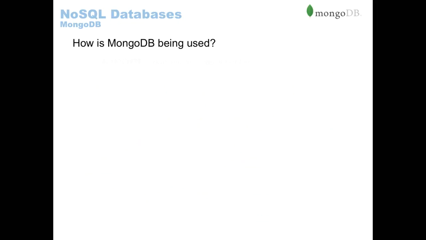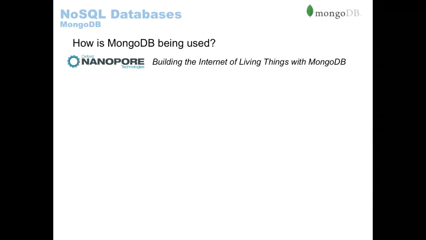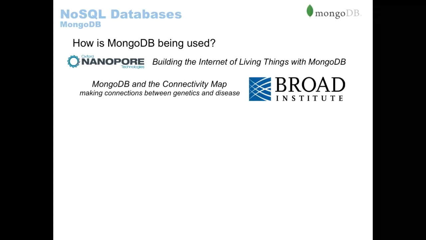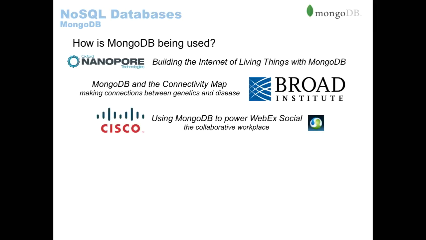So how is MongoDB being used? Oxford Nanopore has a big MongoDB database, and they characterize it as building the Internet of living things with MongoDB. There's a very nice presentation out on the web from Oxford Nanopore. The Broad Institute is using MongoDB, making connections between genetics and disease.